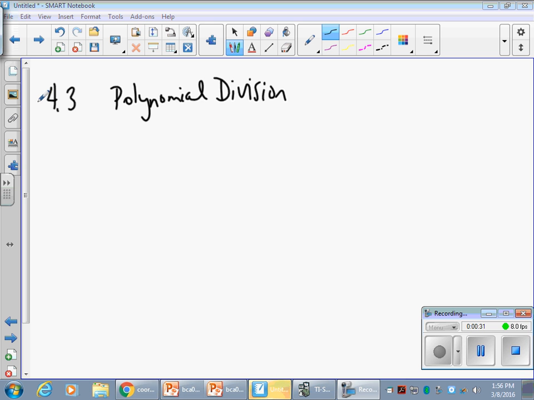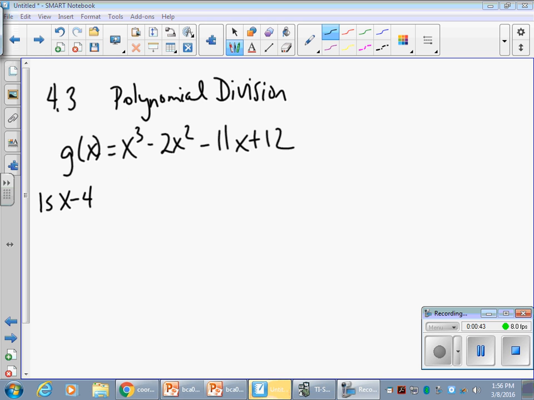So let's say we have a problem like g of x equals x cubed minus 2x squared minus 11x plus 12. And they want to know, is x minus 4 a factor? In order for something to be a factor, it goes into it evenly. So I can say 6 is a factor of 12 because 12 divided by 6 is 2. 5 is not a factor of 12. 12 can be divided by 5, but I would have something left over, so it's not considered a factor. So you can divide things that aren't factors, but if they're factors, then they go in there evenly.